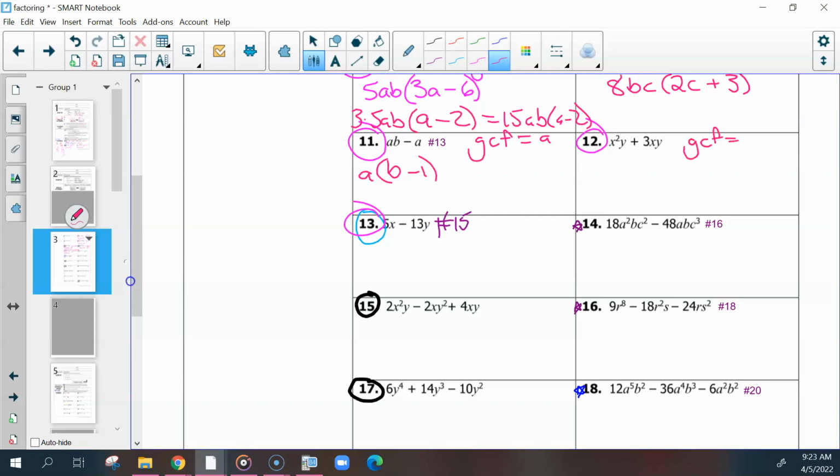What would our GCF for 12 be? 1x, 1y. You can put the 1 in front, you don't have to. If we are dividing out x and y, what's that?